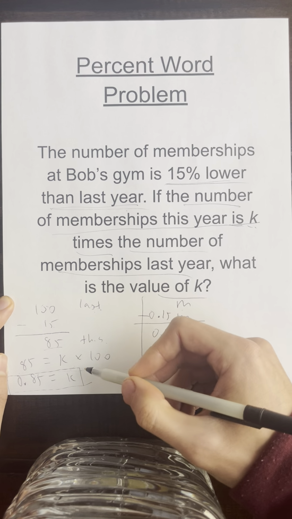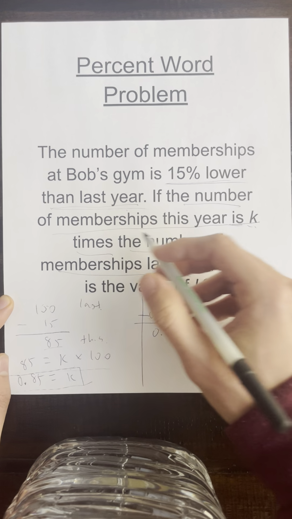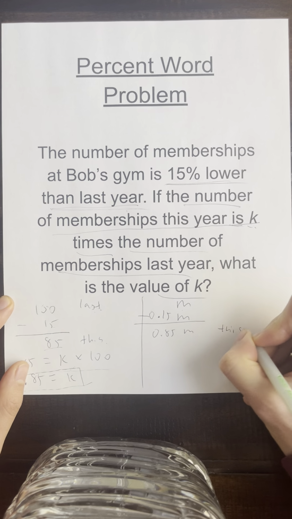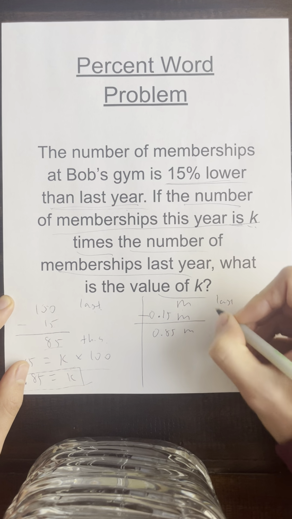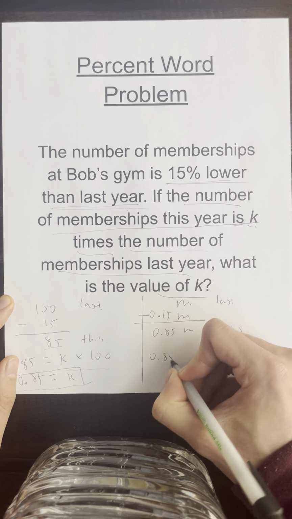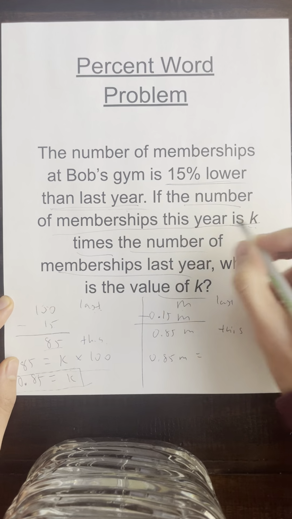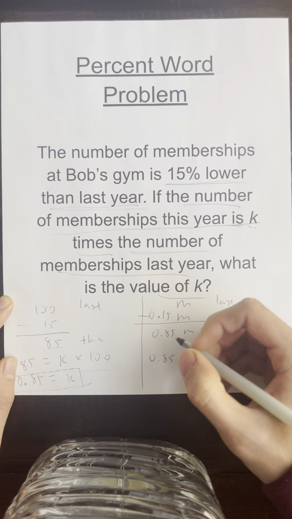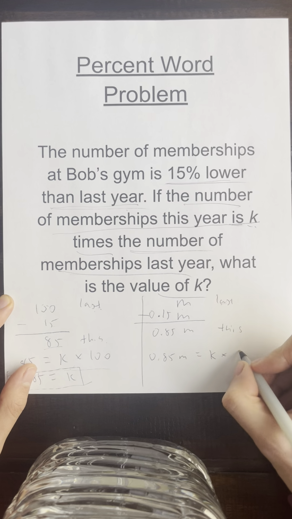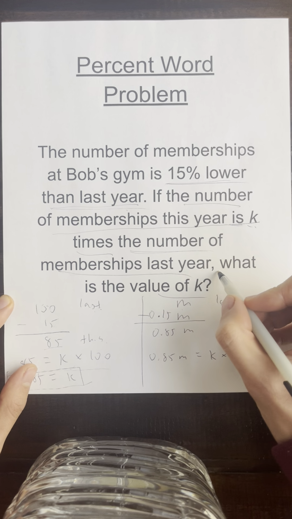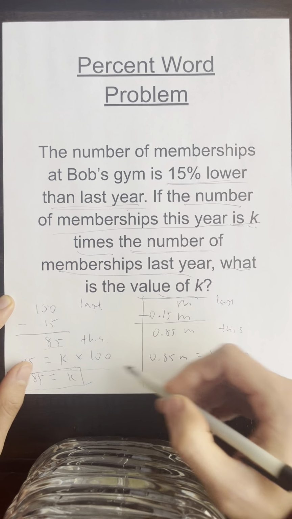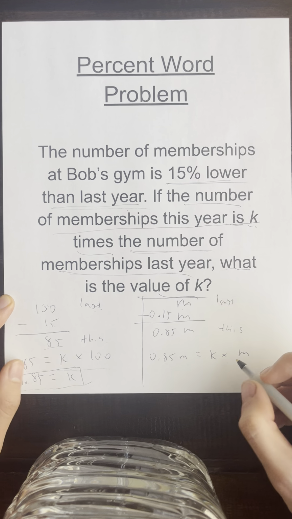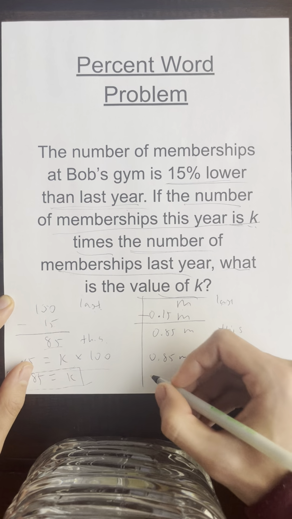And similar to over here, the number of memberships this year, I'll put this here, and last year up here. So 0.85 M is equal to K times the number of memberships last year, which was how much again? M. We need to figure out the value of K. So like we did over here, what should we do to both sides of this equation? We need to divide by M.